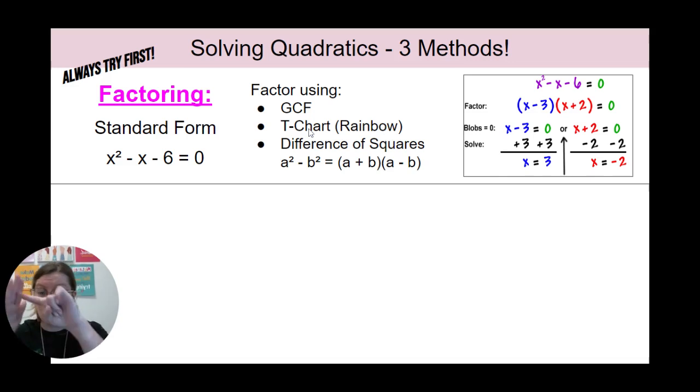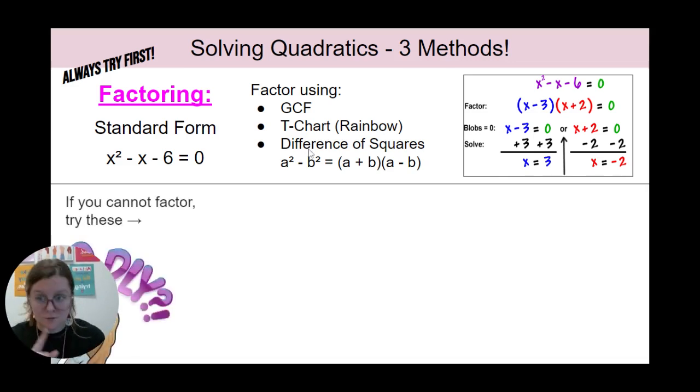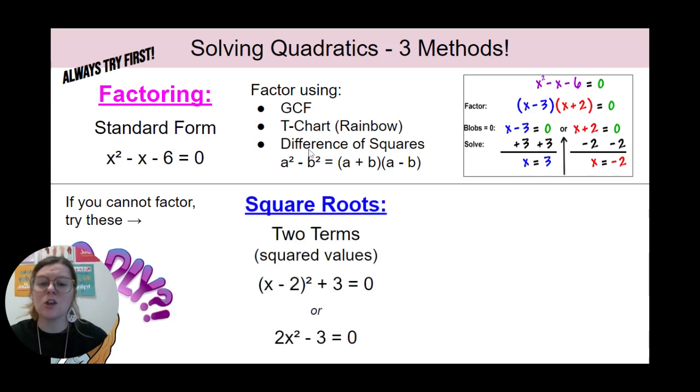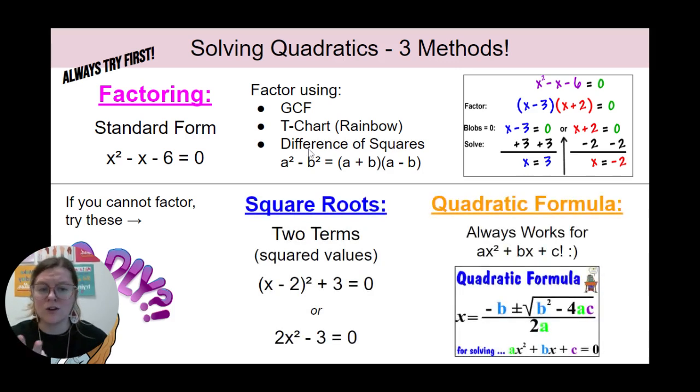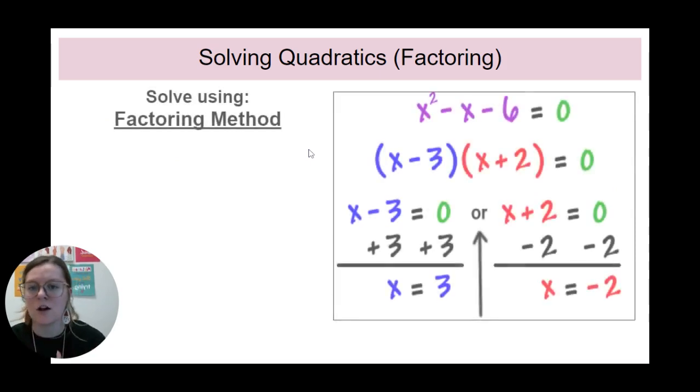Then we can try our rainbow t-chart using grouping, or we can use the difference of squares formula when you have 2 perfect squares. If you cannot factor and you can't find any numbers on your t-chart, then we can use the square roots or quadratic formula method, which we will talk about in another video. Today, we're just focusing on factoring.